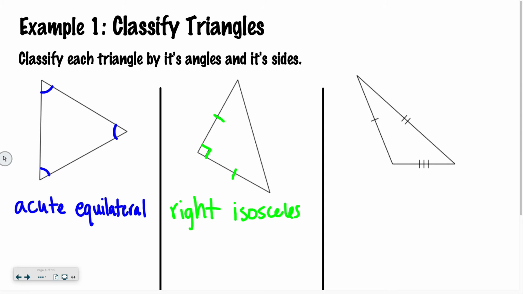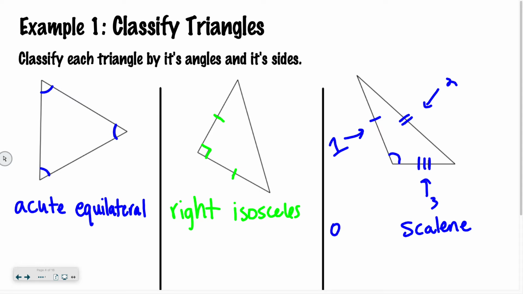And then moving on to our last one, I have 3 sides that have tick markings, but do you notice how this side has 1, this side has 2, and this side has 3? That means that they are all different lengths, okay? So this is considered a scalene. And if I look, I have an angle that's obtuse, so I would say obtuse. So it is an obtuse scalene.